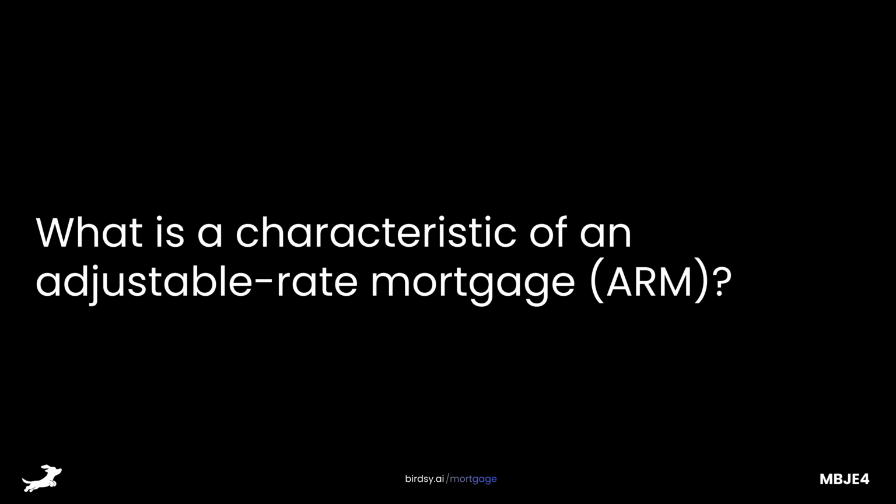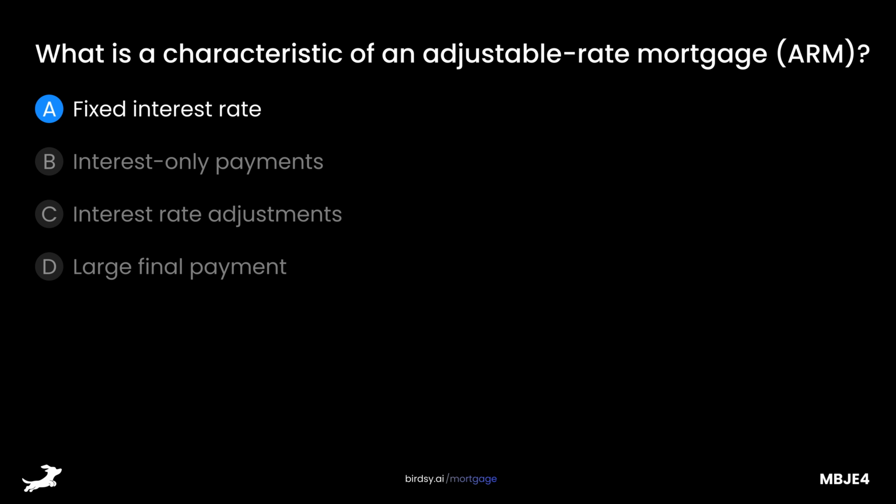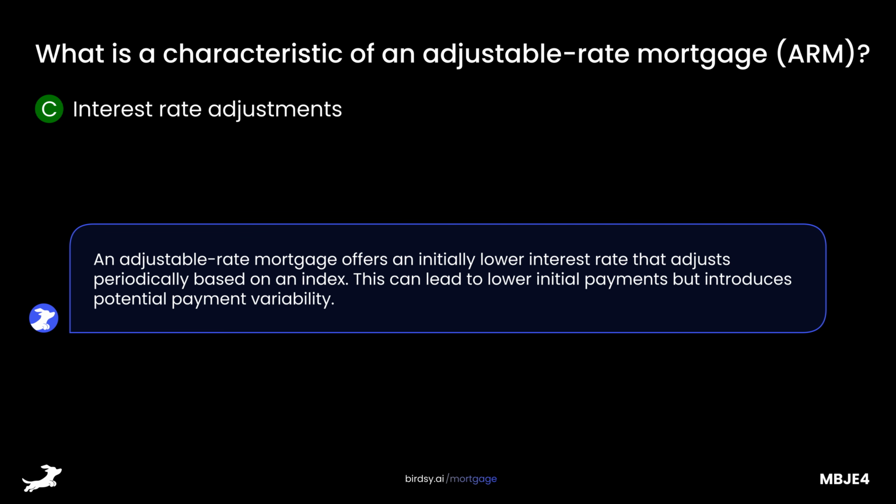What is a characteristic of an adjustable-rate mortgage? Is it A, fixed interest rate, B, interest-only payments, C, interest rate adjustments, or D, large final payment? The answer is C, interest rate adjustments. An adjustable-rate mortgage offers an initially lower interest rate that adjusts periodically based on an index. This can lead to lower initial payments, but introduces potential payment variability.